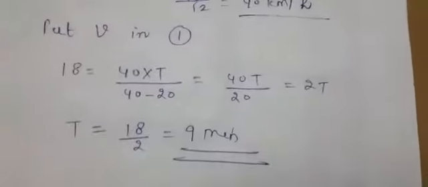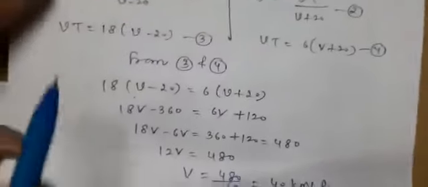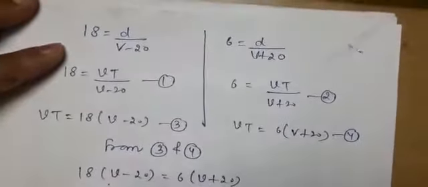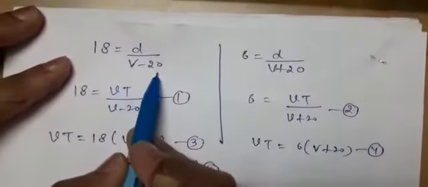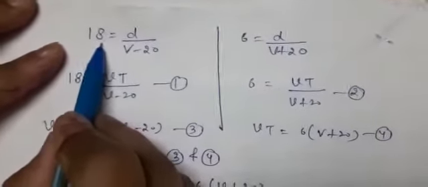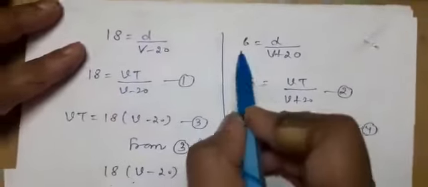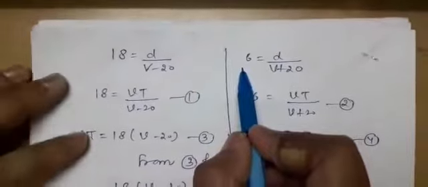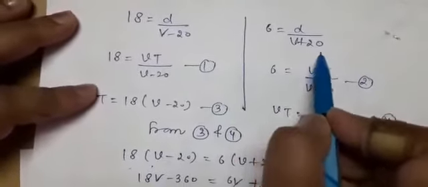Here, as per the statement, we have worked on the condition that for a cyclist moving in the same direction, with relative velocity V minus 20, the time of the bus was 18 minutes. So time will be equal to distance upon velocity. Similarly, when the bus is passing in the opposite direction after every 6 minutes, then we take the velocity of the bus with respect to the cyclist in the opposite direction. So these are the main points.